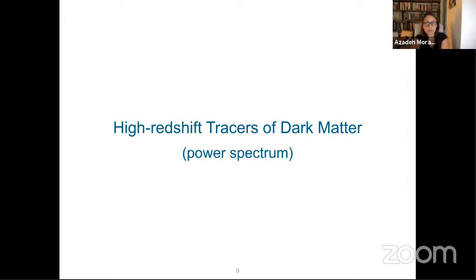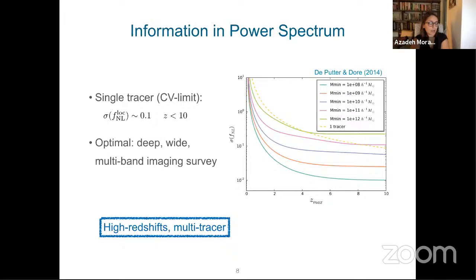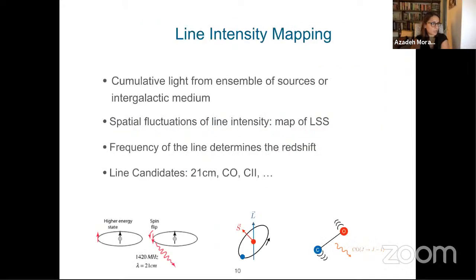Okay. All right, so the first thing I'm going to talk about is how we can use high redshift tracers, and in this context, line intensity, to probe FNL. In the second part, I will discuss higher order statistics, mostly in the context of galaxy surveys. And in the third part, if I have enough time, I will discuss some additional effects that we have to account for when trying to use the two-point function, either for galaxy surveys or for intensity mapping, when trying to constrain FNL.